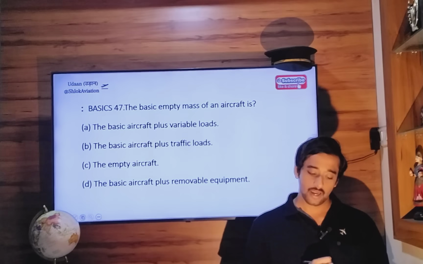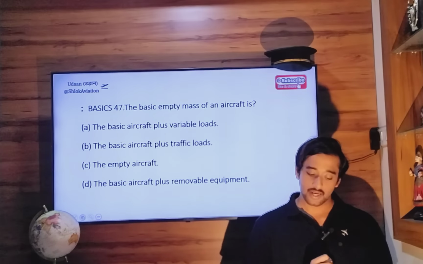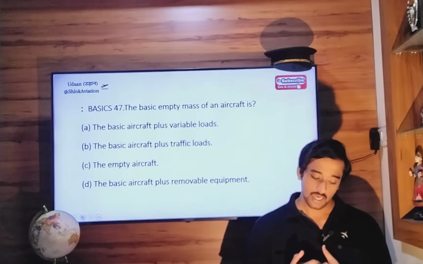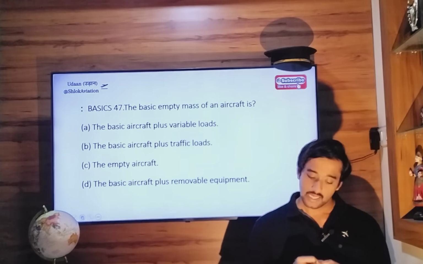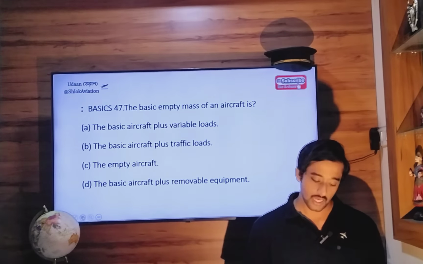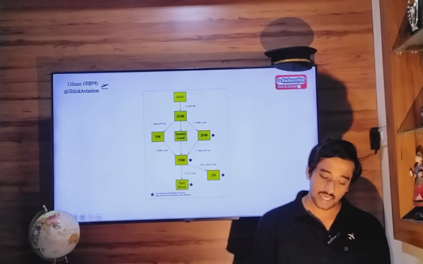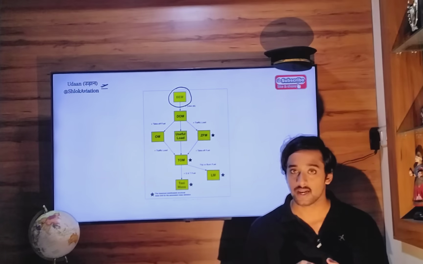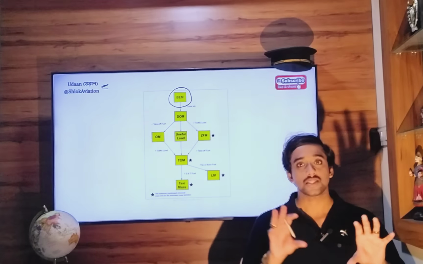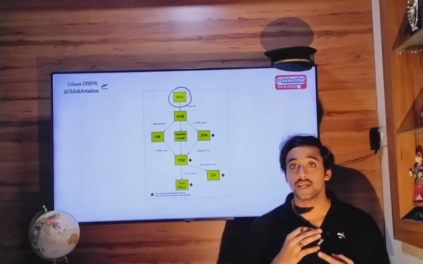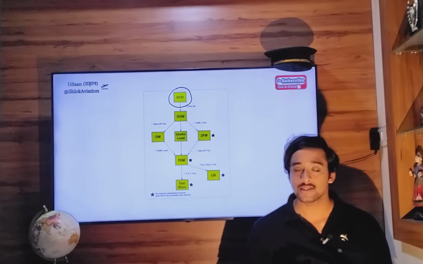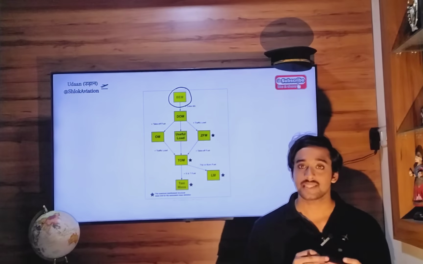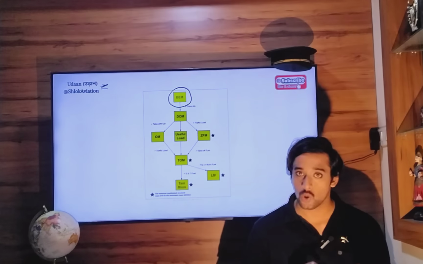Basic empty mass of aircraft is the basic aircraft plus variable loads, basic aircraft plus traffic loads, empty aircraft, basic aircraft plus removable equipment. So basic empty mass is the standard mass of your aircraft, the mass of your aircraft plus standard equipment inside like unusable fuel, oils, oxygen equipment, emergency equipment, any supplementary electronic equipment, all that.